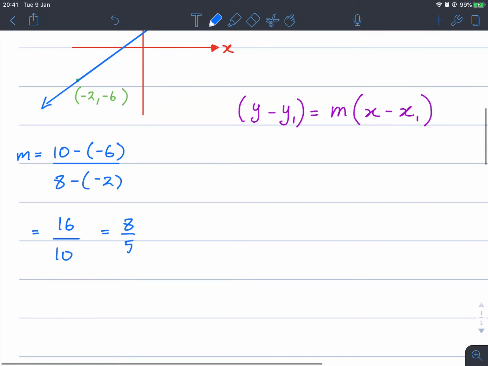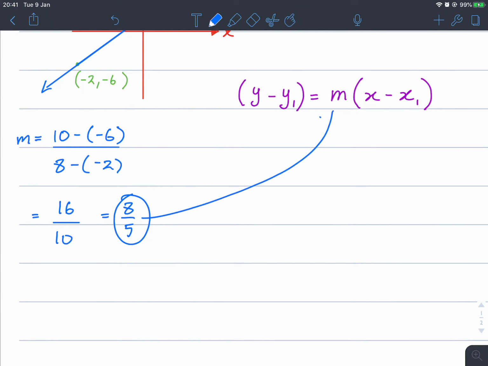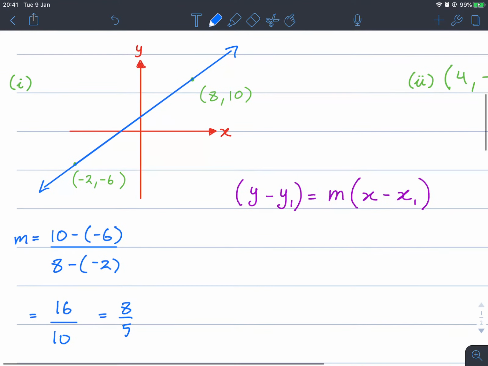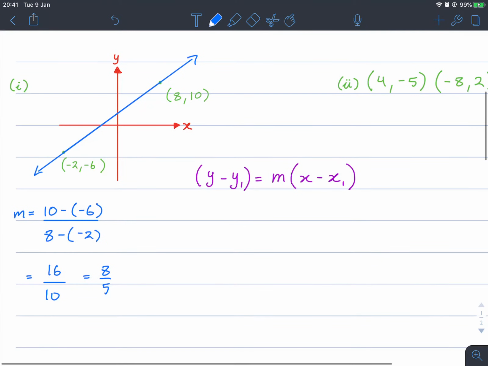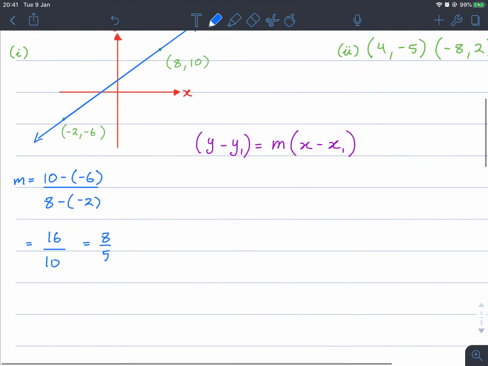That is my gradient. And now I'm going to use this gradient in this formula to calculate the equation of this blue line that I've just drawn. For this, we need to pick any point that the line passes through. So I'm just going to pick the positive points here. So using my gradient, m equals 8 over 5, and my point P, 8, 10, let's calculate the equation.